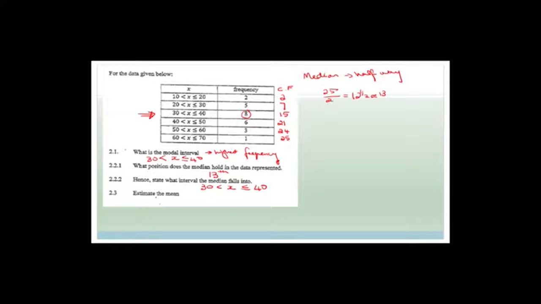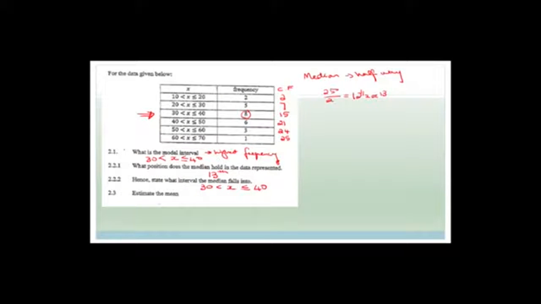Now it says estimate the mean. So again, we're going to have to use the rules that we learned in the question before last, where we had to find the average of each of the groups, multiply by the frequency, and then divide by the number of learners. In this case, we don't know the exact values. So halfway between 10 and 20 is 15. Halfway between 20 and 30 is 25. Between 30 and 40 is 35. Between 40 and 50 is 45. Between 50 and 60 is 55. Between 60 and 70 is 65.